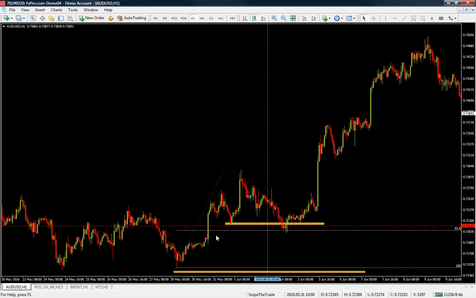Another clue is this absorption candle. Instead of just testing this zone, we have a huge candle, a big absorption candle that breaks through, and then we retest the level. So we are looking for an entry around these levels. Now, if price breaks through these levels, which is the 61.8 and the pivotal zone, a long trade idea is still possible because we haven't made a new low.